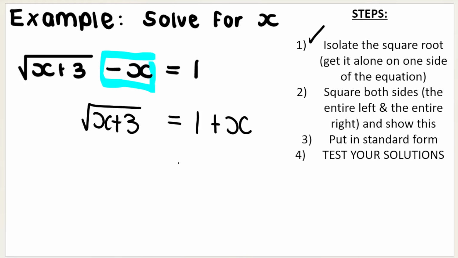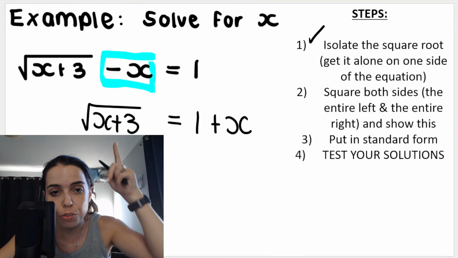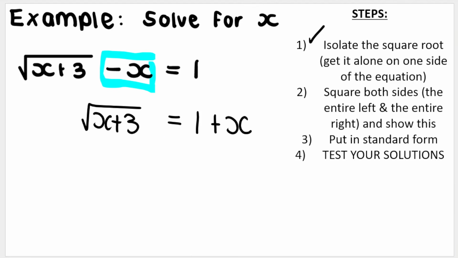My next step: the inverse operation of a square root is to square. Okay, so the opposite of square is square root. These are inverse operations. So essentially, to get rid of the root, we need to do the opposite of square root, which is squaring both sides. And I would like you to show on paper that you are squaring both sides.